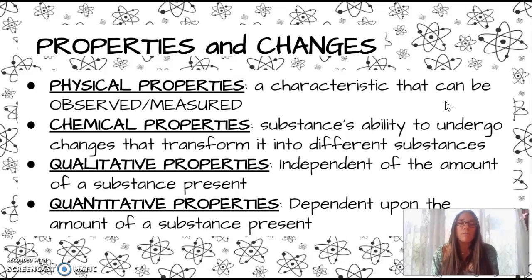The other subgroup of properties is qualitative and quantitative properties. Qualitative properties are things that we can observe that do not depend on how much of a substance we have. Things like color or texture or shape would all be qualitative properties. Quantitative properties would be things that have to be measured or depend on the amount. Something like mass would be a quantitative property. Another example of a quantitative property would be volume. That would be something that you would measure.